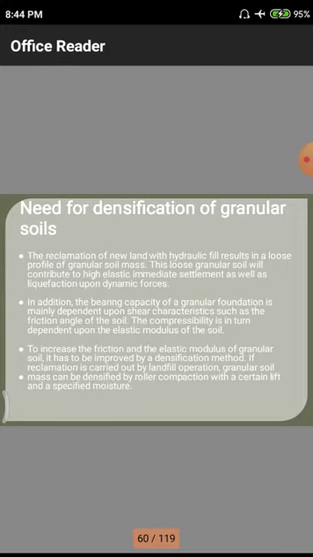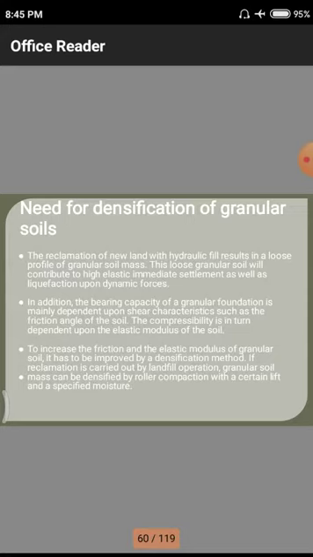That means, in the previous one itself we discussed that we need to improve the soil properties like friction and elastic modulus through densification methods. Densification means the voids between the soil strata are decreased by these methods. By using rollers or other physical or chemical methods, we need some densification techniques to increase the properties of the particular soil.